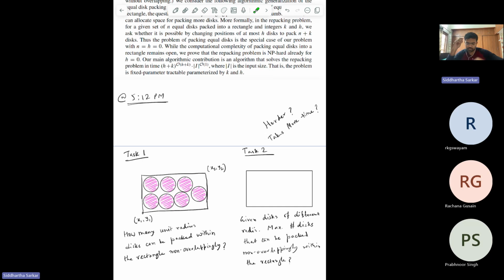Okay, so it turns out that this is NP hard. This task 2 is NP hard. So you cannot find in polynomial time the maximum number of disks that you can pack non-overlappingly within a rectangle. Okay, there is a paper, I think a 2011 paper.